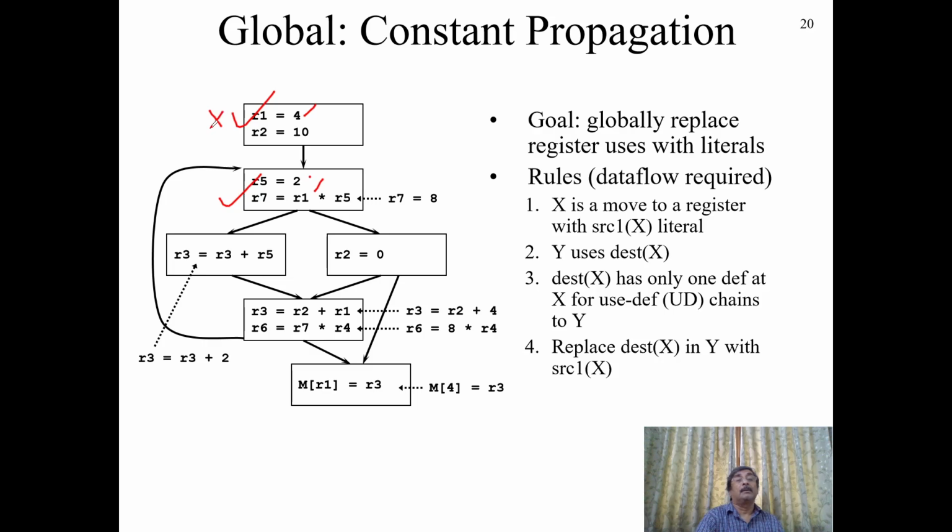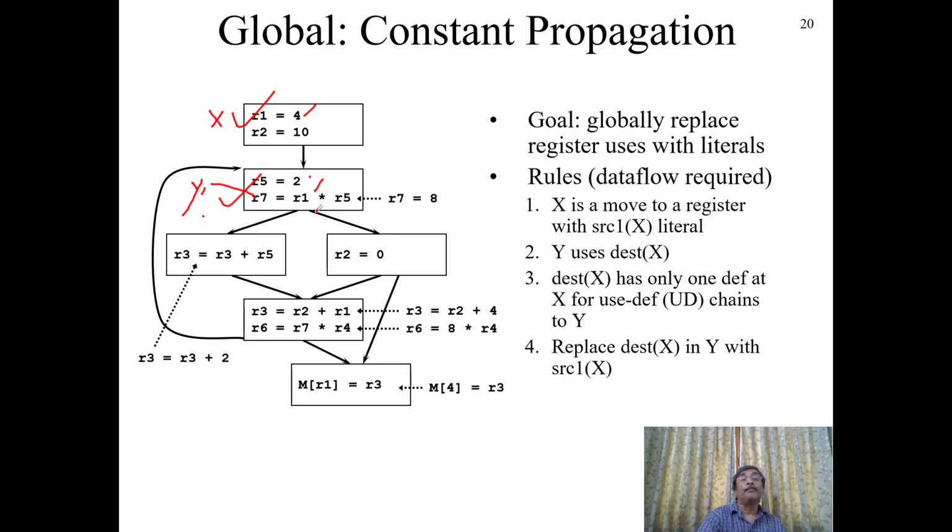This is my X. And this is my Y. Now, see, R7 uses R1, right? So Y uses the destination of X, and that destination X has only one definition reaching Y for use-def change. That is, R1 has not been redefined again anywhere from which you can come to this particular block, right?